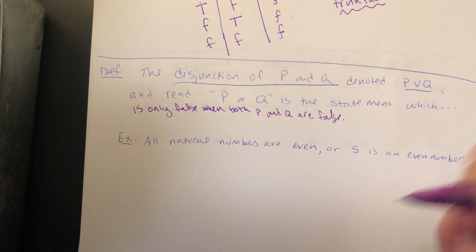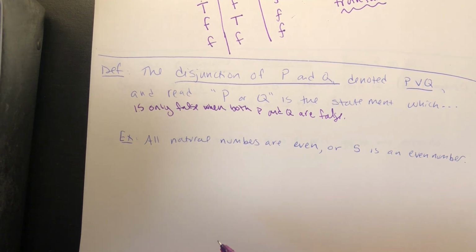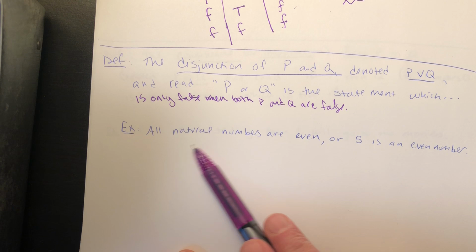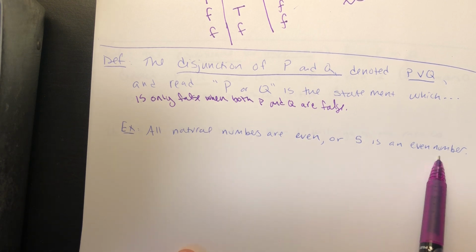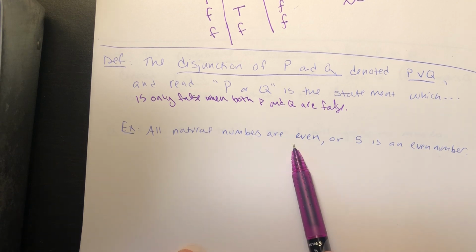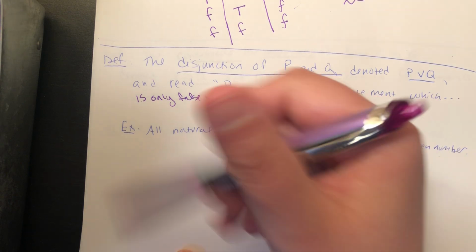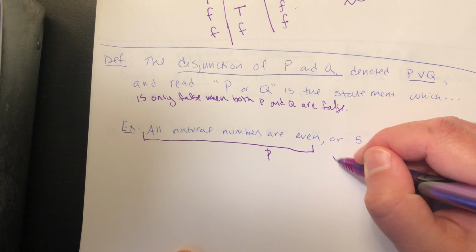If at least one of them is true, then the entire OR statement, the entire disjunction, is true. So if we look at the statement, all natural numbers are even, or 5 is an even number. Are all natural numbers even? No. 1, 3, 5, these are all counterexamples. So this first part, let's call it P, or Q.